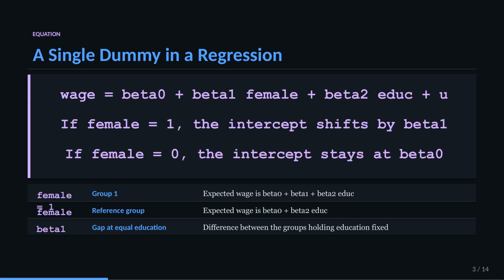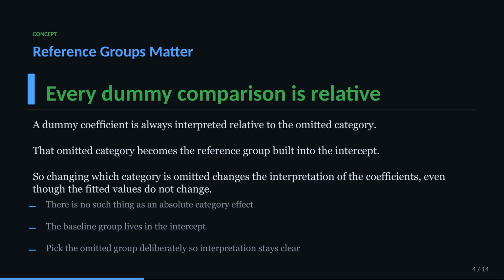That immediately tells us something important. Dummy coefficients are always relative to a reference group. In the previous example, men were the omitted category because female was coded as 1 for women and 0 for men. So the intercept described the baseline group, and the dummy coefficient measured how far the other group moved away from that baseline. If we reverse the coding, the fitted values would stay the same, but the coefficient interpretation would flip. That is why it helps to choose a baseline that makes the economic story easy to read.